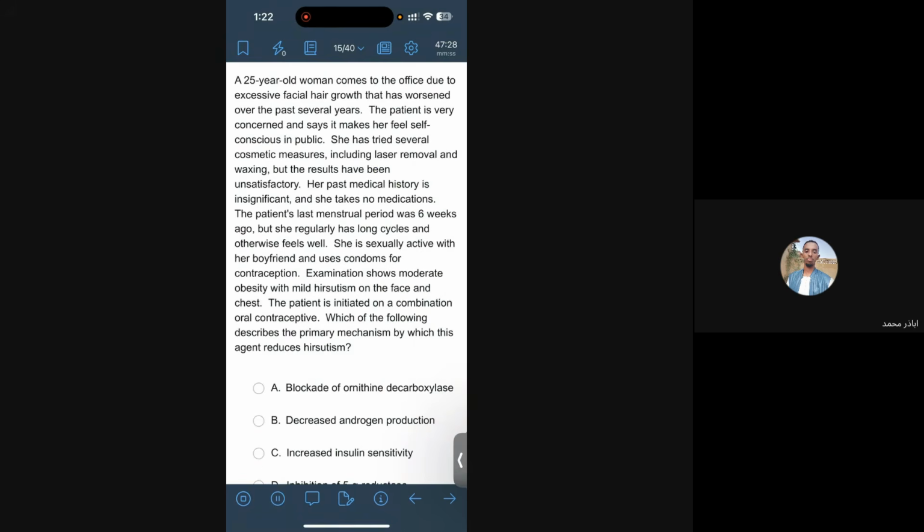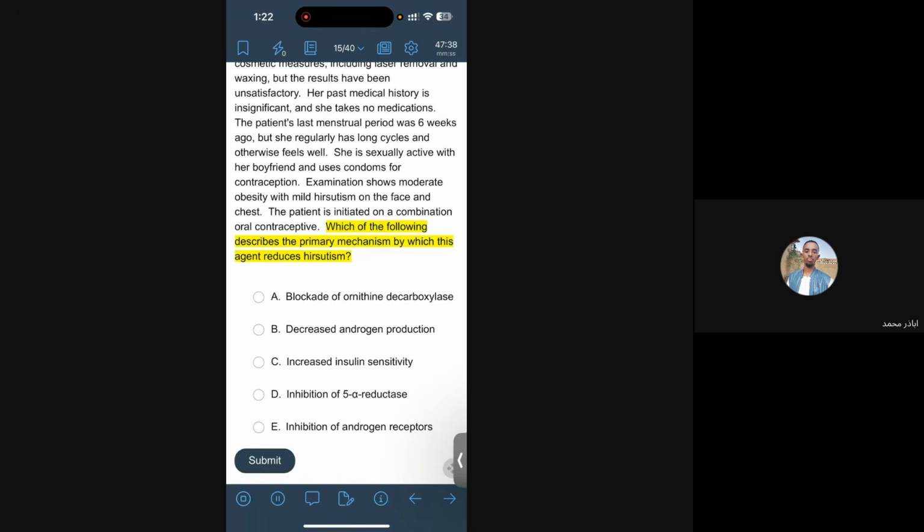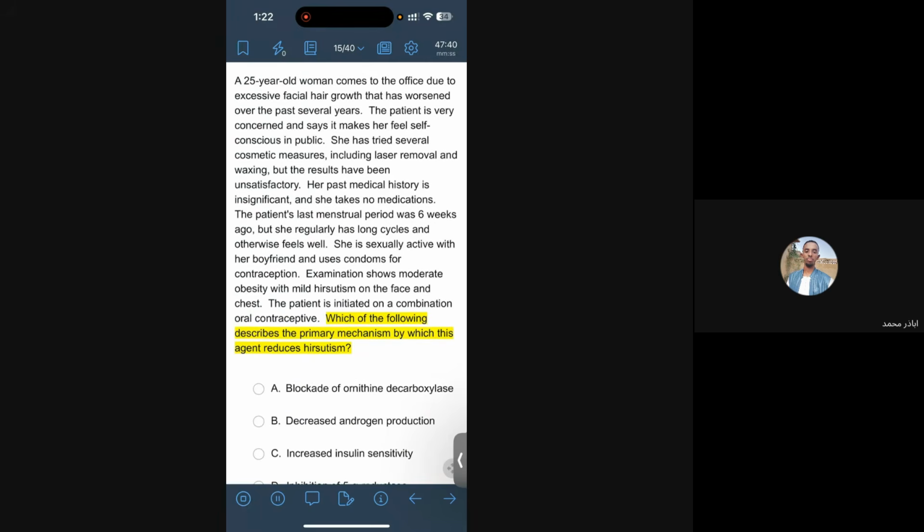Which of the following describes the primary mechanism by which the agent reduces the hirsutism? First try to diagnose the patient, then we will.